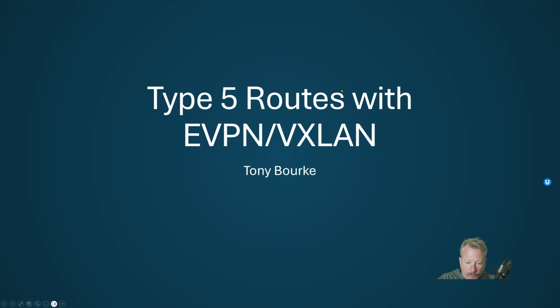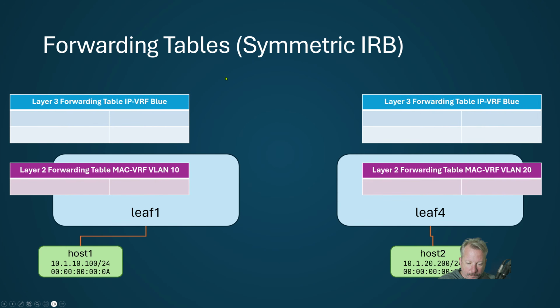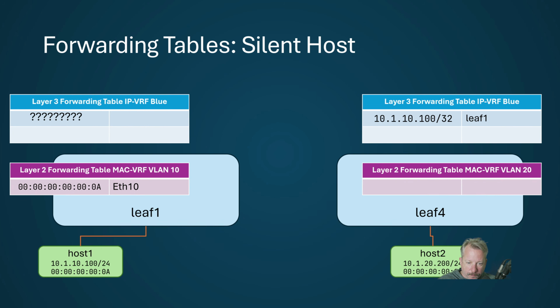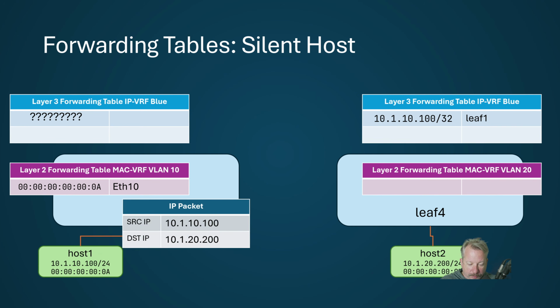We could run into a situation if we have a silent host. So let's say I want to send a packet from 10.1.10.100 to 10.1.20.100 on leaf 4. But host 2 hasn't talked. The MAC address has been expired. Something's gone on. It just hasn't been around. It hasn't talked for a while. So the fabric doesn't know where to find host 2.